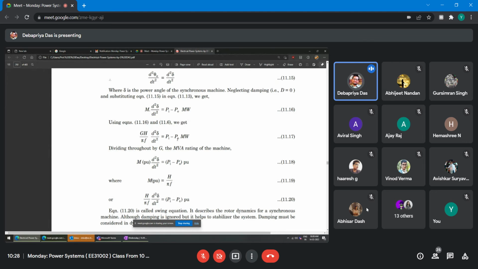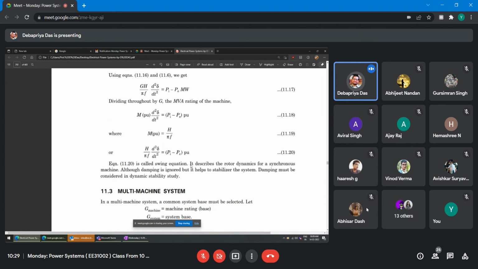then all these things will be per unit. M also will be per unit. Therefore, M per unit into d square delta upon dt square is equal to Pi minus P. It is also per unit, right? I have written every time megawatt or per unit, such that when somebody reads, there should not be any confusion, right? So this is both sides divided by G. So this is megawatt, so it will be converted to per unit. So M per unit d square delta upon dt square is equal to Pi minus P, both per unit, right?